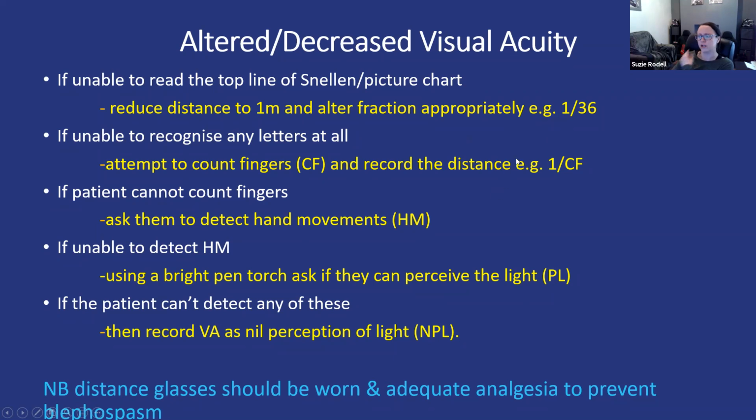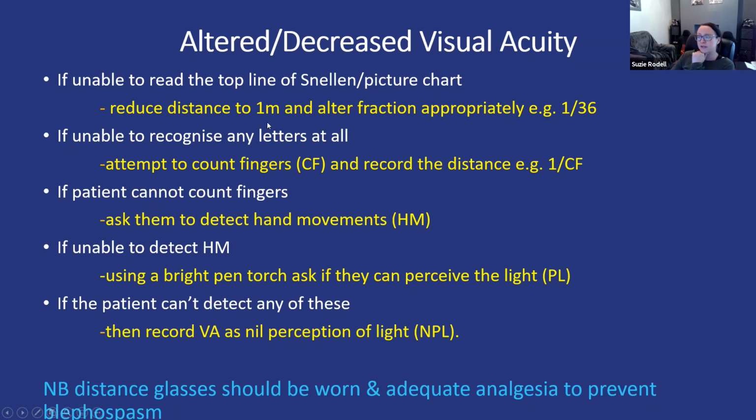So I probably should note that even though it's 6 meters and we typically reduce that in the department to 3 meters, the charts are reduced by 50% in size. So even though it's 3 meters, we still document it as a fraction with 6 because the picture chart, the Snellen chart, is adjusted also. So we don't document it as 3/36.